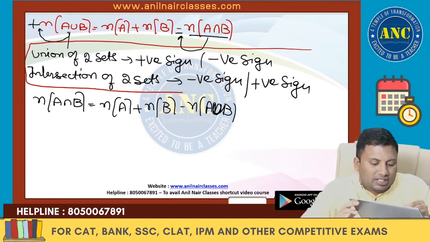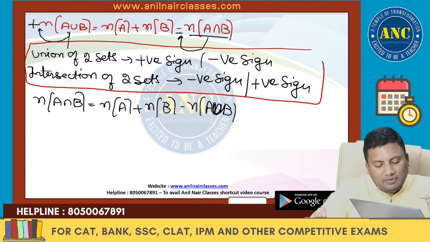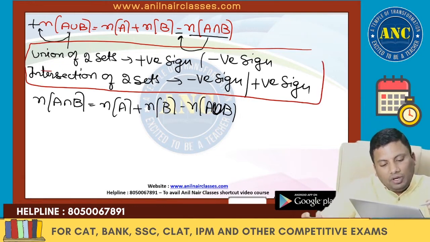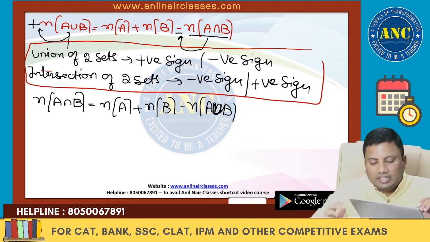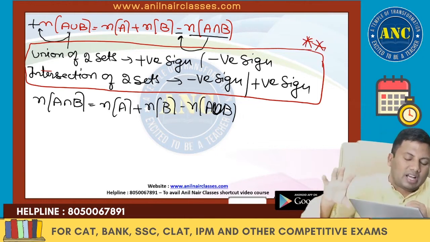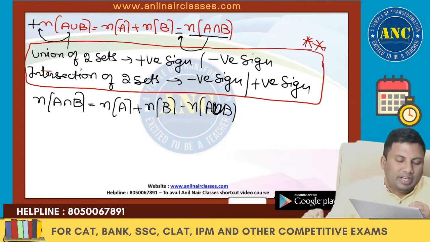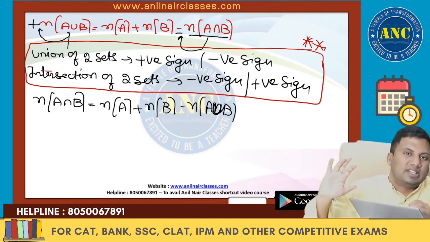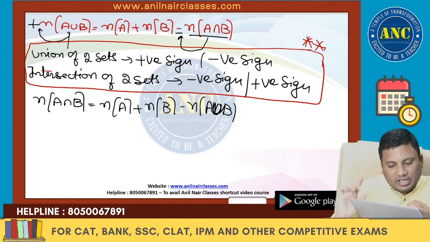Union of two sets, if it is a positive sign, intersection of two sets will be negative sign. If the union of two sets has got a negative sign, intersection of two sets is positive sign. Again, I will come back to this point. We will park this concept for some time. I will again bring it back to the execution once I discuss the maxima and minima type number 1. Union positive sign, intersection negative sign. Union negative sign, intersection positive sign. I hope it is clear.